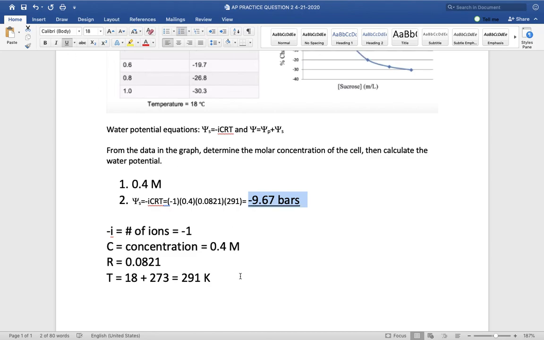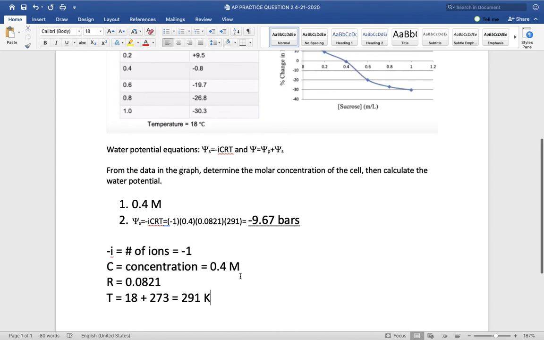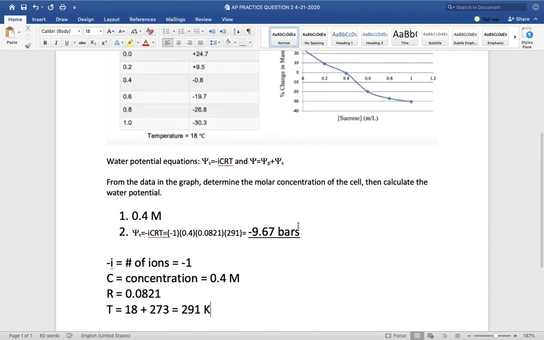And like I said, it's a great question to go over before the AP test, because we really did not do a math problem like this throughout the year. Hopefully that explains it all. In the end, this answer just tells you what the solute potential of these cells would be.